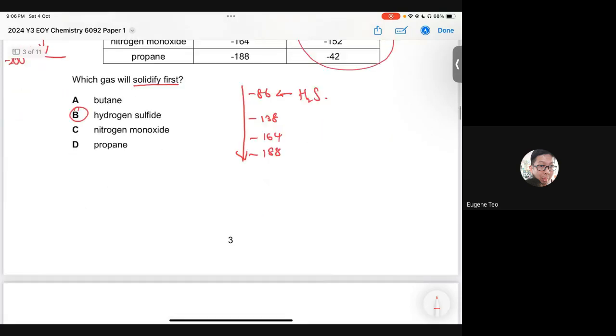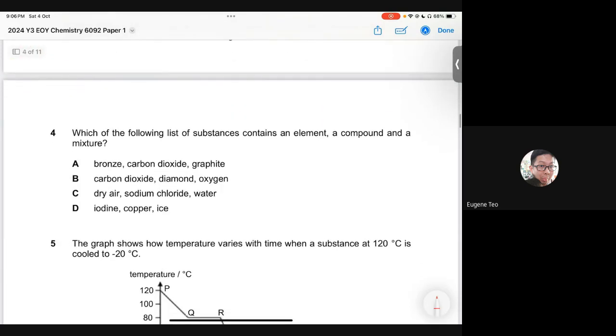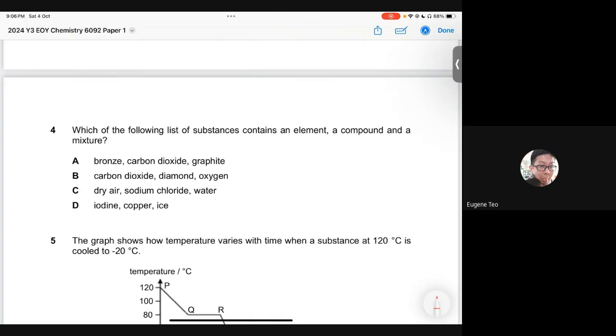Okay, next one. Question 4. Which of the following list of substances contains an element, a compound, and a mixture? Okay, so this is under chapter 5, element, compound, mixture. Most people will just miss this part because you cover it in lower secondary. But you can see here it's being tested. Okay, so let's just recap a little bit. Those of you who remember your bonding and revised it, this one shouldn't be too tough.